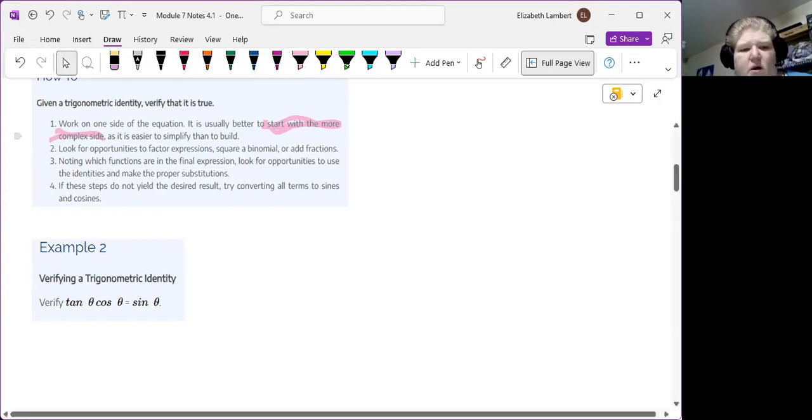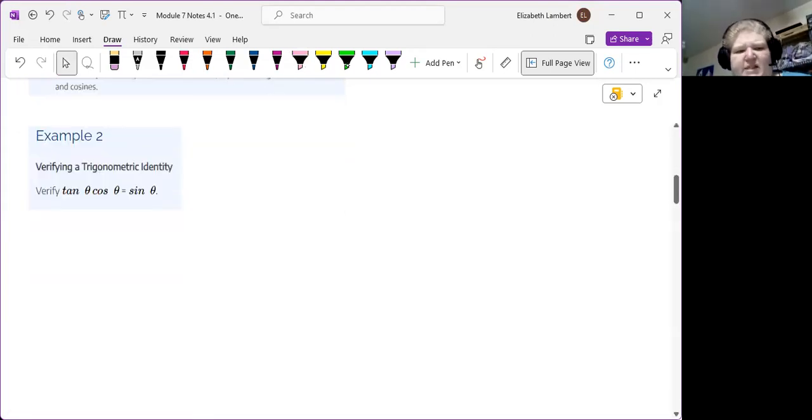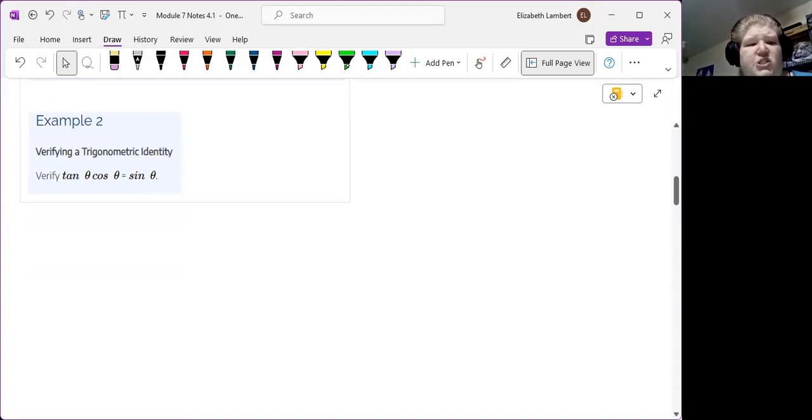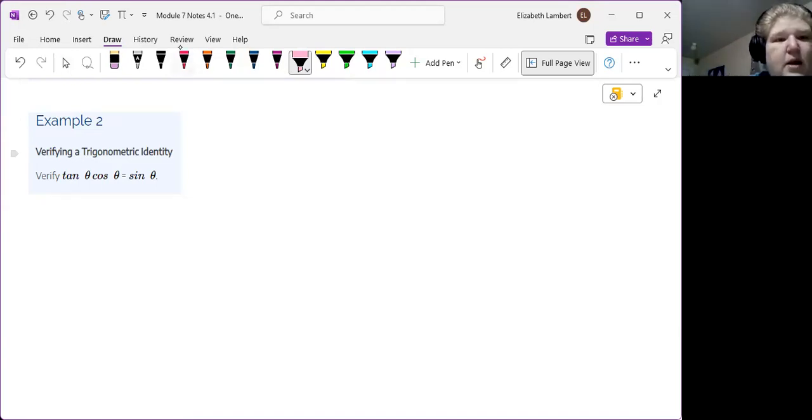All right, so our example here, verify this identity. We have tangent of theta times cosine of theta equals sine of theta. So we're going to take the left side because there's more going on there and see if we can show that equals sine theta. All right. So not much here, but I do know tangent in terms of sine and cosine. The tangent of theta is the same as sine of theta over the cosine of theta.